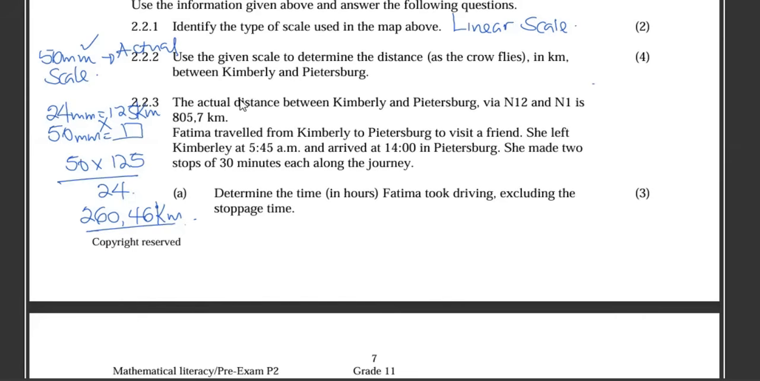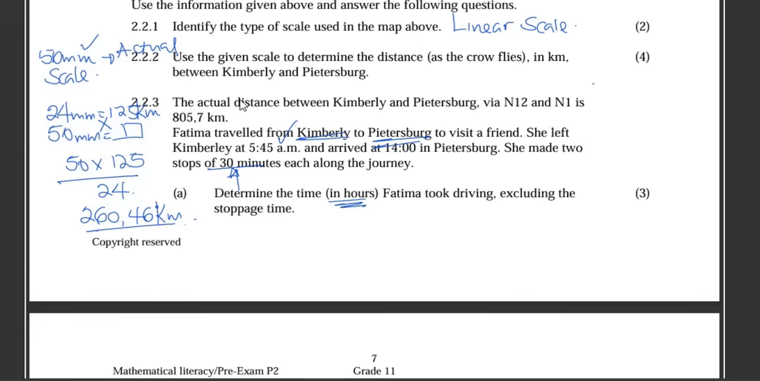Fatima traveled from Kimberley to Pietermaritzburg to visit a friend. She left at 5:45 a.m. and arrived at 2 in Pietermaritzburg. Then she made 2 stops of 30 minutes each, meaning an hour resting. Now they're asking you, determine in hours the time Fatima took driving, excluding the stoppage time, which is the time for breaks.